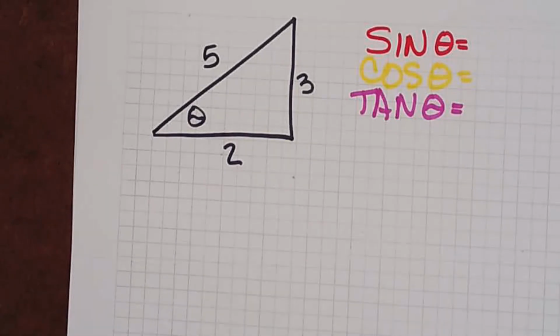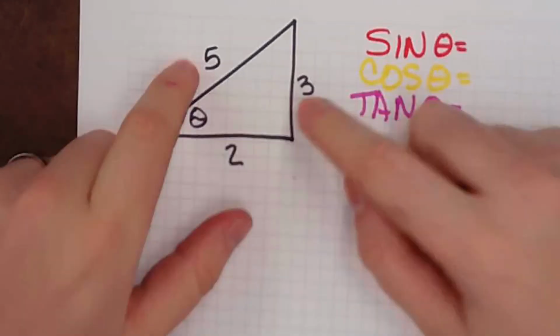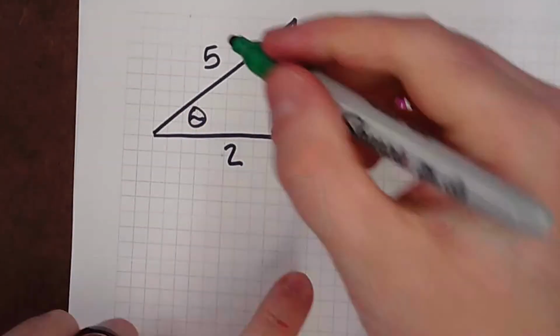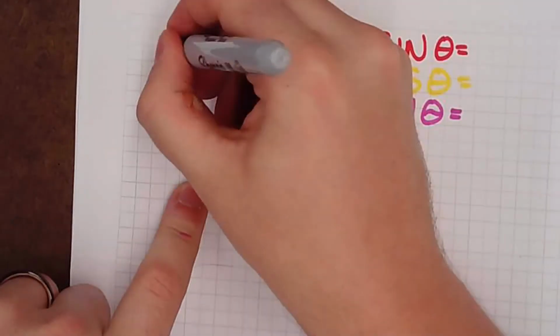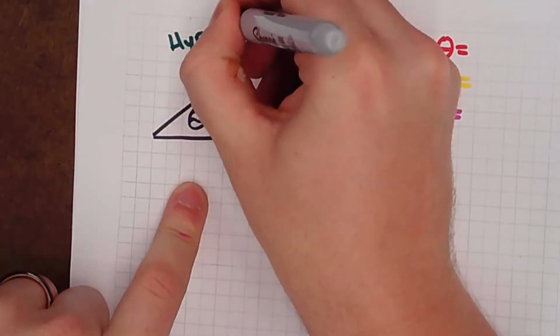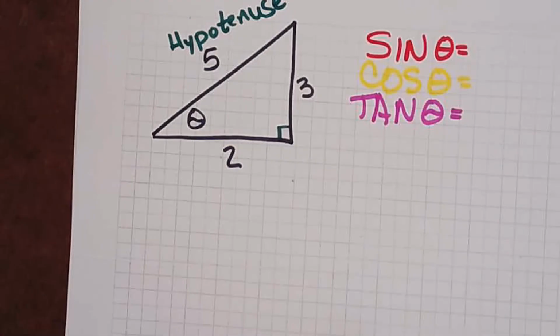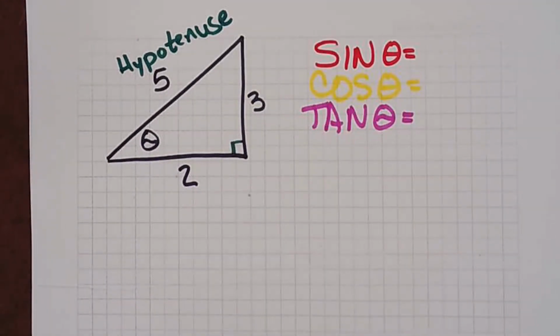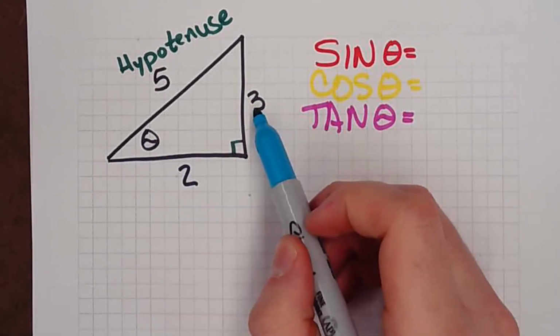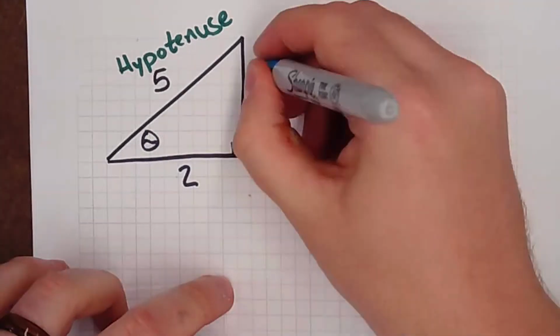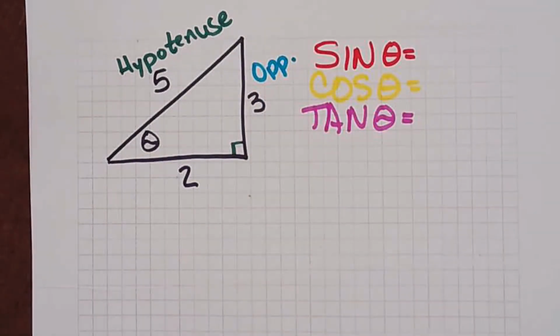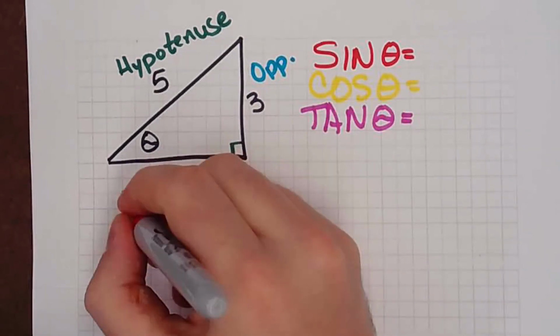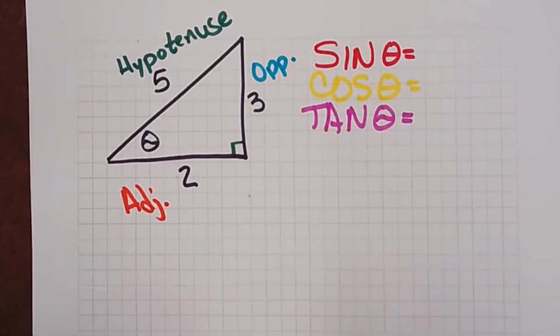Where at? All right, so which side, the 2, the 3, or the 5 is the hypotenuse? The 5, because it's opposite the 90-degree angle. Hypotenuse. All right, so which one is the opposite side from theta? 3, it's opposite. It opens up into it, so that's the opposite side. And then our adjacent side goes over here.